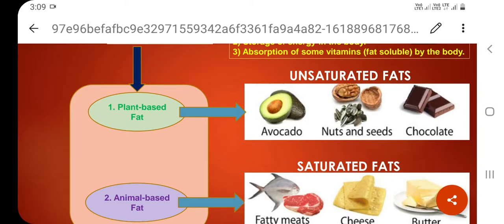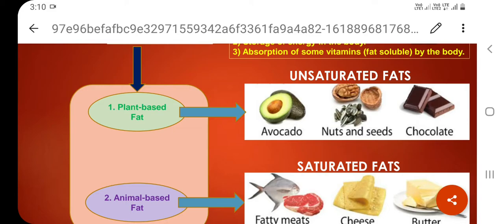One is plant-based fats. Plant-based fats are called unsaturated fats. And animal based fats are saturated fats. Unsaturated fats are liquid at room temperature. Animal based fats are solid at room temperature. The examples you see here of plant based fats are wrong actually. I didn't get the photo of that, so I just pasted this.